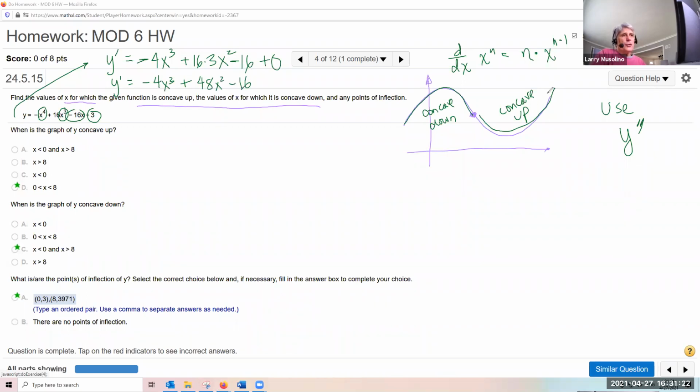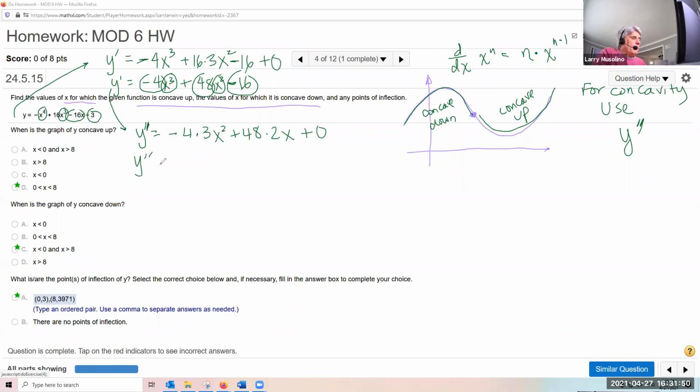But for concavity, we need the second derivative. So let's do it again. I'm going to take the second derivative. This -4 comes with me. The derivative of x to the third is 3x squared. This 48 comes down with me. The derivative of x squared is 2x. And the derivative of a constant here is 0. Let me clean this up. This is -12x squared plus 96x.